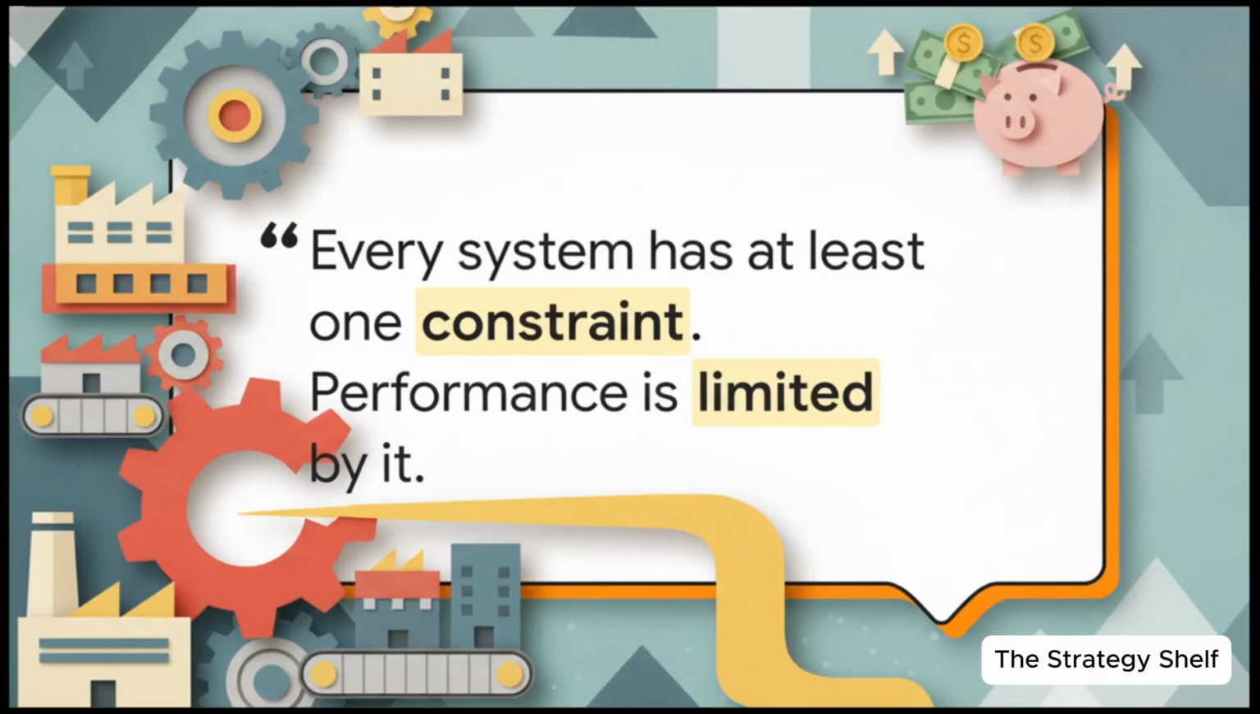As we wrap up this explainer, I really want you to remember this core philosophy from TOC. Every system has at least one constraint. A system's performance is limited by that constraint. Honestly, this isn't a problem to complain about, it's a massive opportunity. Because it means you don't have to fix everything in your business all at once. You just have to find the one right thing, the constraint, and focus all your energy there. That is the true secret to scaling your profitability.